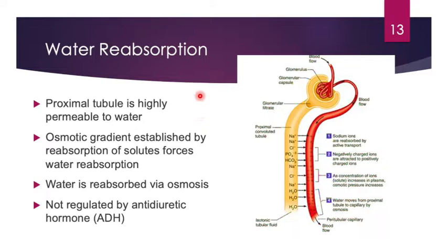Reabsorption of water. Proximal tubule is highly permeable to water, so it does not need any hormone such as ADH to alter its permeability to water. Water will be reabsorbed into the capillary blood because of higher osmolarity or higher osmotic pressure in the capillary. This higher osmolarity in the blood is contributed by solute reabsorption that occurred earlier.